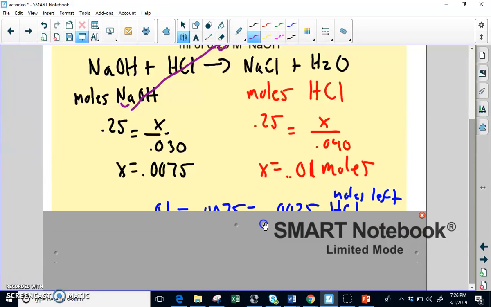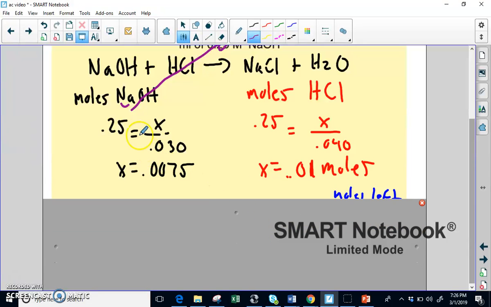Now, if we look at this reaction here, this is a 1-to-1 reaction. So one of these is the limiting reagent. And it turns out that NaOH is the limiting one. This is less, so all of this is going to be used up, because it's less than this. And there's going to be some HCl left. Well, how much HCl left? Well, it's a 1-to-1 relationship.